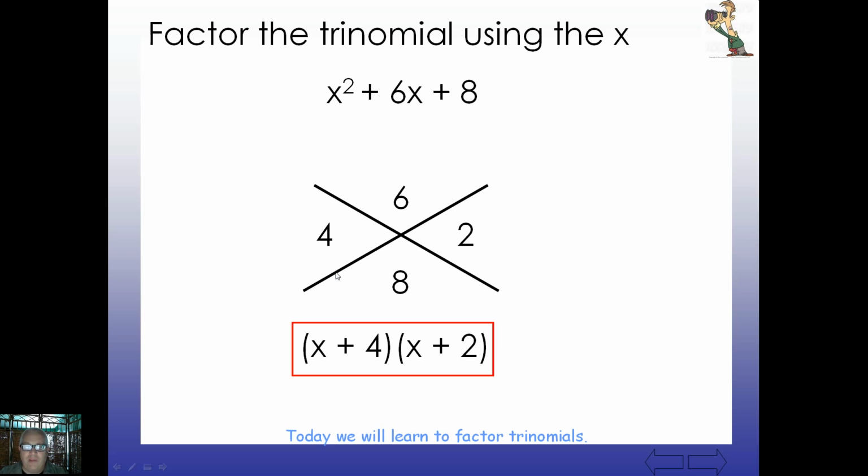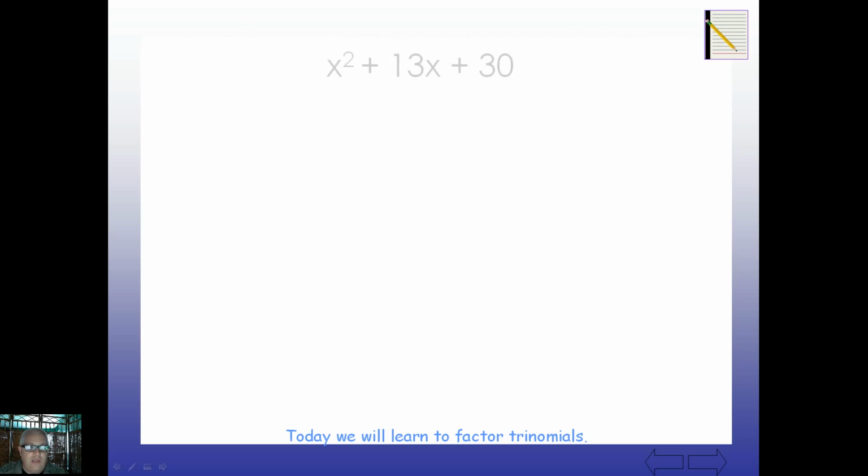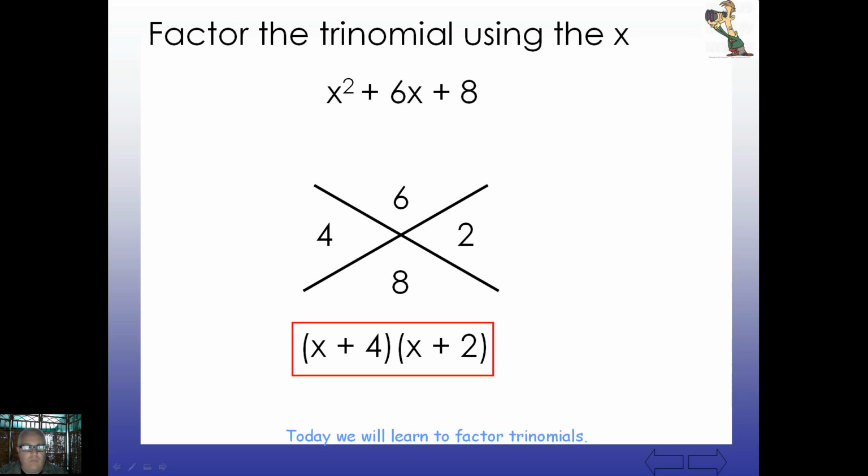Now you may say, well, where did the x come from? Let me back it up one. What you're going to be looking at is this variable here, the x squared, which is going to be your leading term, just like we've seen with these binomials. And then positive 4 and positive 2 just get written into your problem.